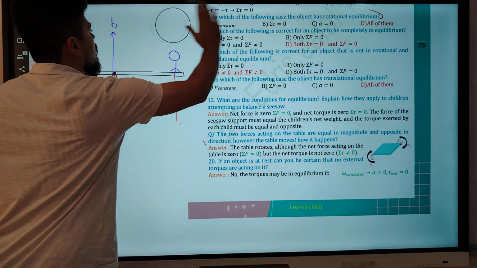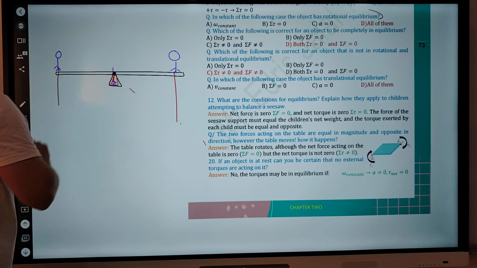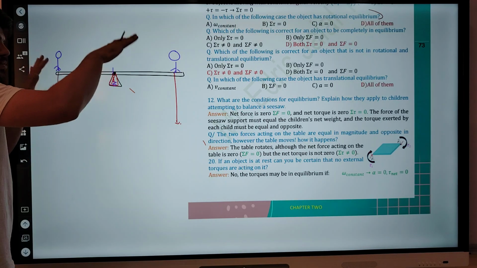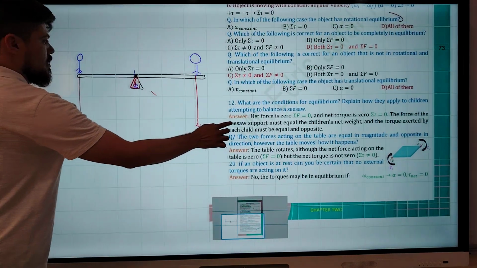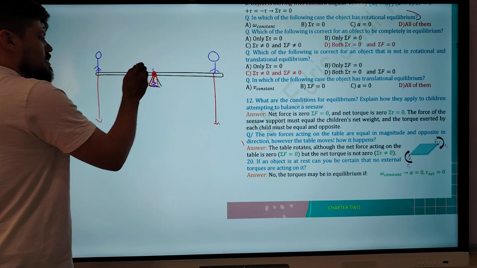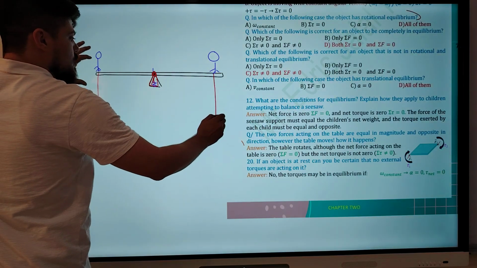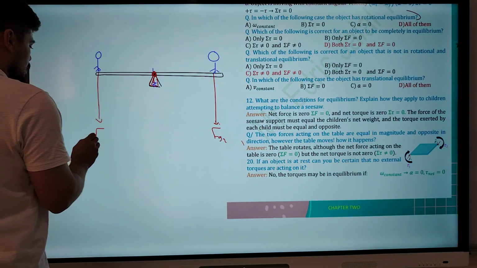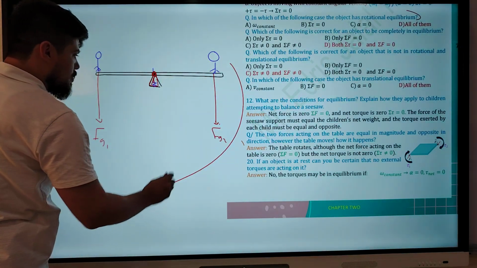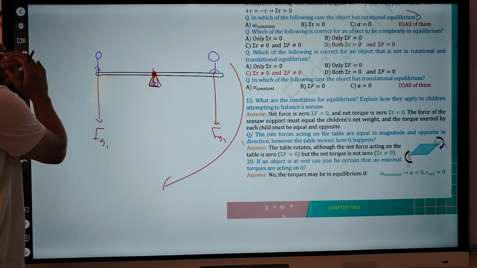look. How many gravitational forces do we have? We have two downward gravitational forces. This is the axis of rotation. If we move away this child, what happens? This is Fg2, this is Fg1. If you remove this child, what happens to the seesaw? The seesaw tries rotating. In which direction? Clockwise. If you remove this child here, what happens to the seesaw?